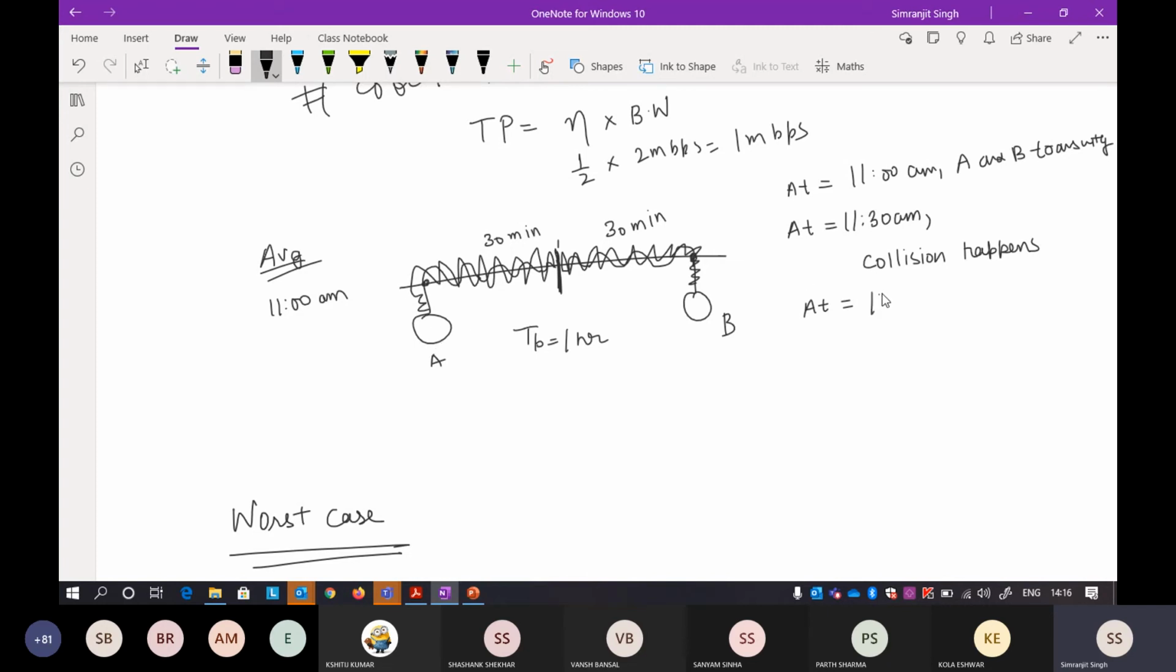So I'll say at 12, A and B will start to see the collision signal. A and B both will see the collision signal. This is your average case. Now I am taking the worst case here. But in the average case, what I want to know is how this particular station knows that its packet has collided with another packet.